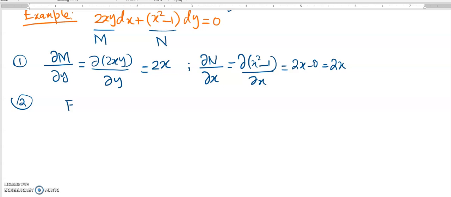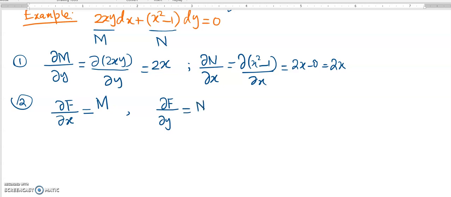Okay, capital F is the solution. What that solution will be, I am going to explain now. But for this solution to hold true, the property of this solution is that the partial derivative of this solution with respect to x will be equal to this M function. And another property of this solution function F is that the partial derivative with respect to y will be equal to the N function.